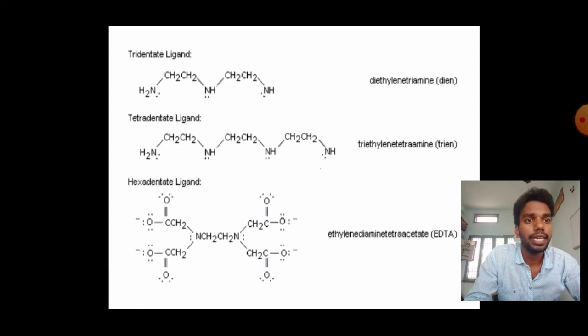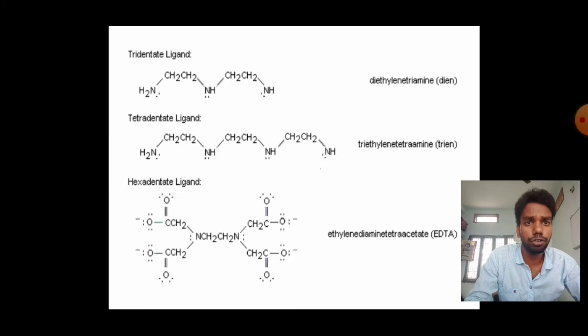Tridentate ligand, that is diethylene triamine. You know, ethylene diamine, EN, NH2 CH2 CH2 NH2. Ethylene diamine has 2 lone pairs of electrons on 2 nitrogen atoms, so it is a bidentate ligand, and that was an example for a bidentate ligand. Now it is a tridentate ligand. That means it has 3 lone pairs of electrons, that means it has 3 donor sites.